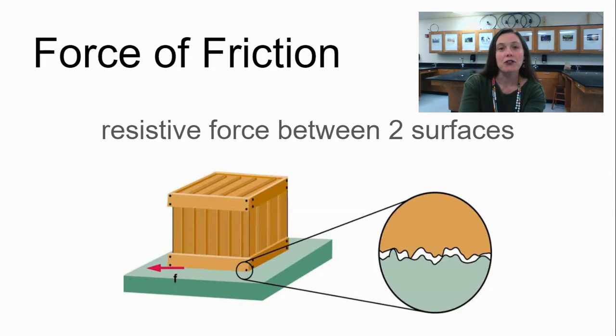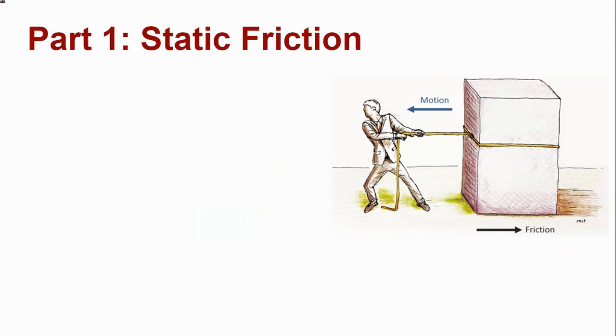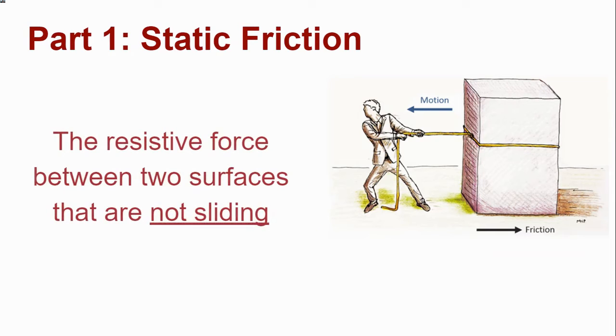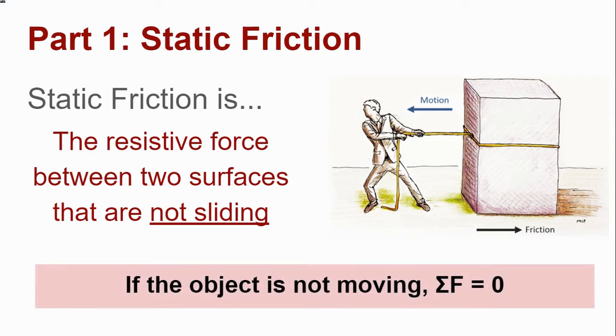At the very basic level, there are two types of friction. The first type is static friction. Static means that things are not moving, and so static friction is the resistive force between two surfaces that are not sliding relative to one another. Remember that Newton's first law says that if an object is not moving, the net force on it is zero.